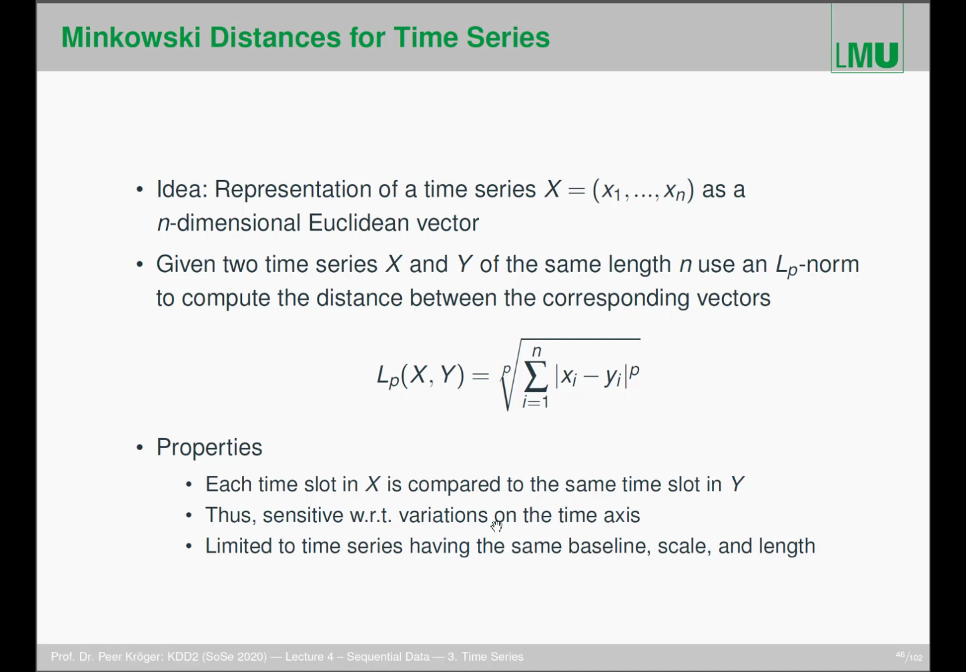So if we have some variations along the time axis, Minkowski is obviously extremely sensitive. And also, it's limited to time series having the same baseline, scale, and length, obviously. But if you work with time series that have those properties, and you want a time slot by time slot comparison with no variation along the time axis, then Minkowski can be a good idea.